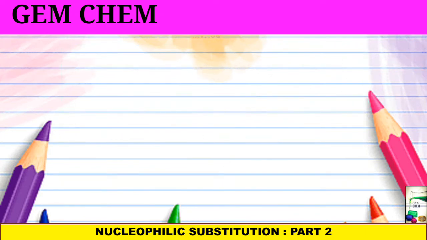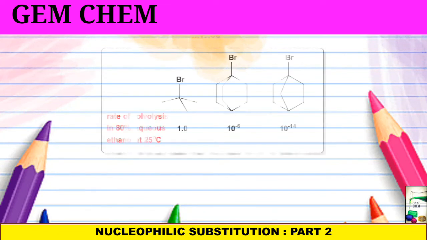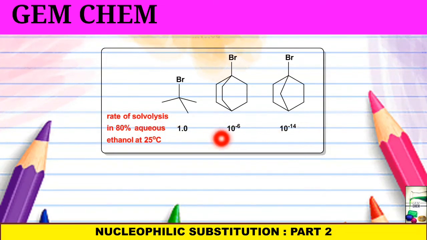In the next case, here also the rate decreases as we move from left to right. The rate of solvolysis in 80% aqueous ethanol at 25 degrees Celsius decreases. Now you have to understand that this one is a rigid cage-like structure and backside attack is not possible. If we try to see, achieving planarity at the bridgehead is impossible. Thus, the transition state for SN2 is impossible to access.